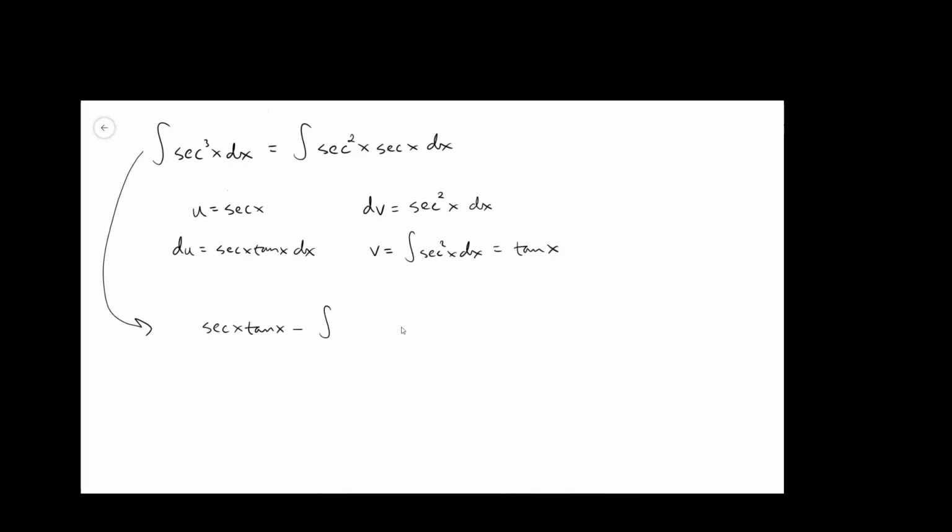Now, if you see what v and du have when you put them together, there's a tangent here, right? There's one tangent there, and there's another tangent there. One of the tangents comes from the v, the other comes from the du. So we're going to get a tangent squared in our new integral. Actually, let me write the secant first. Secant and then tangent squared. Okay, any questions so far?